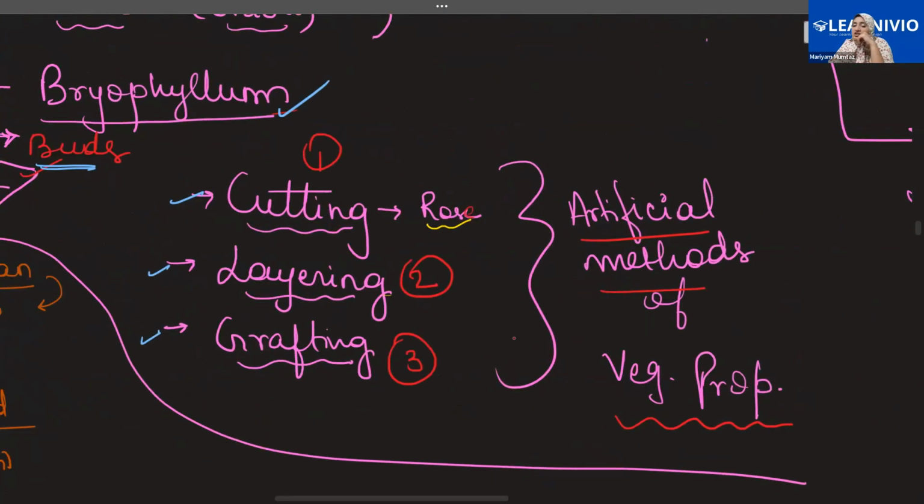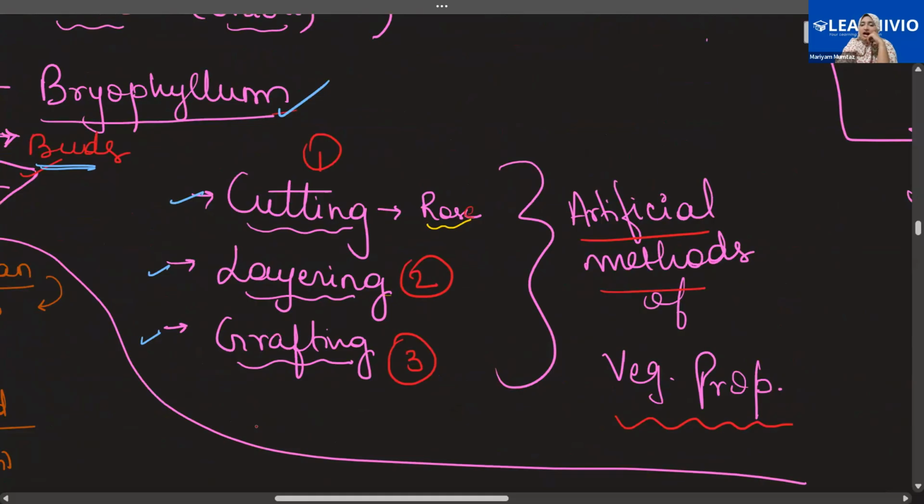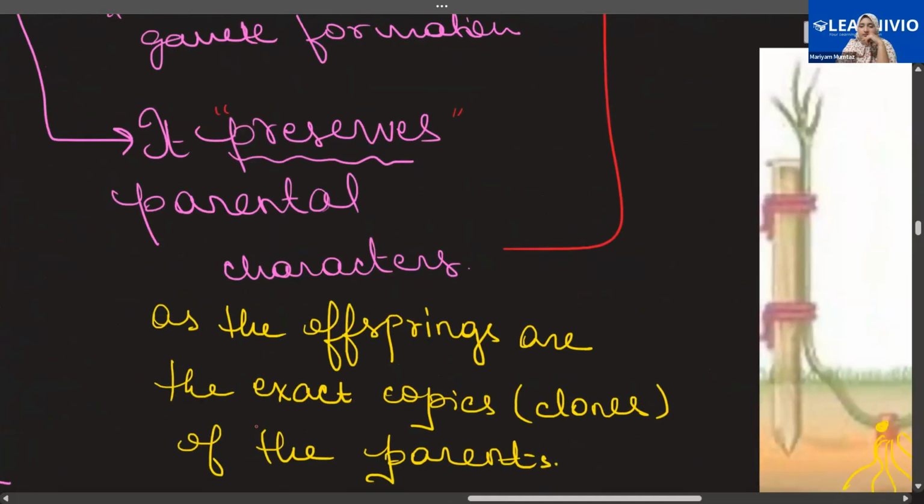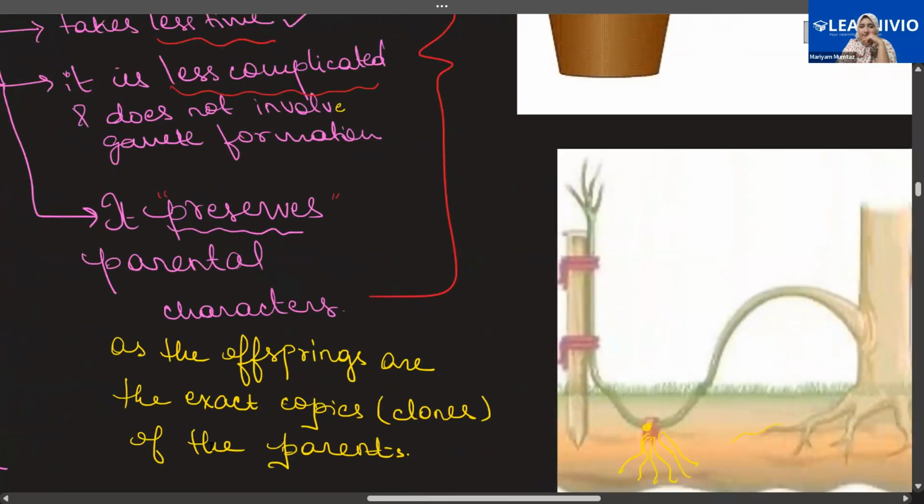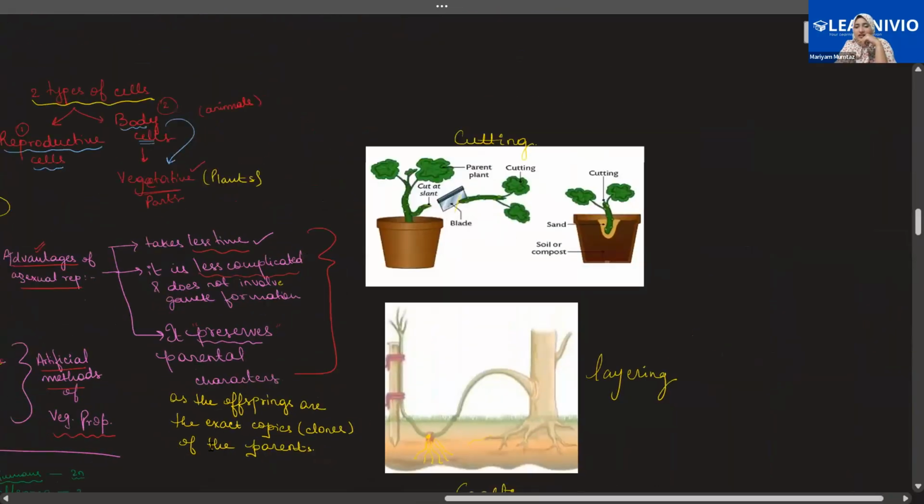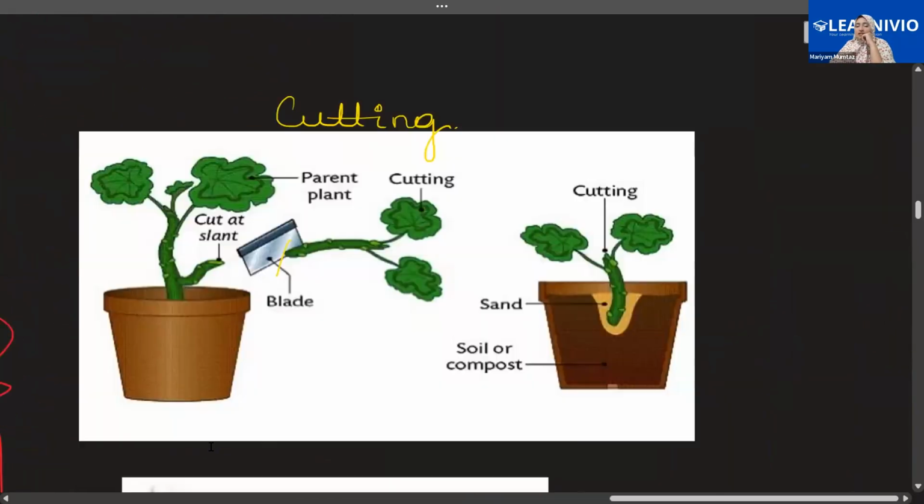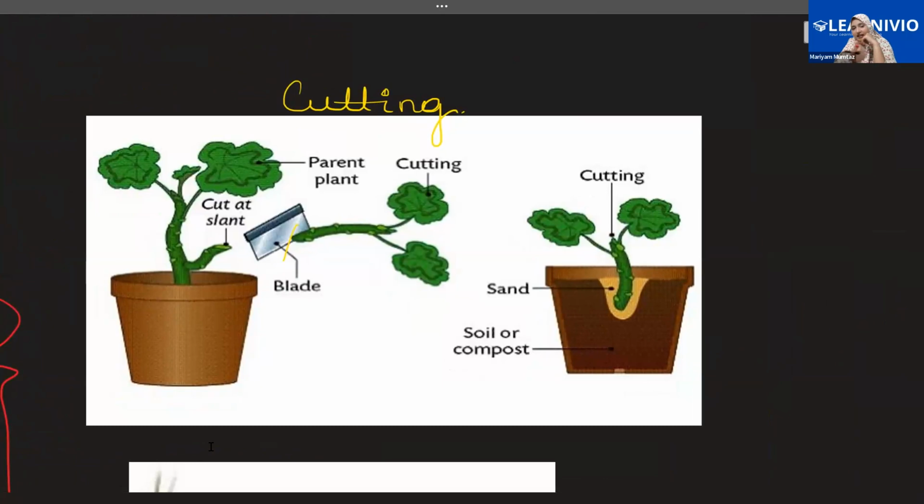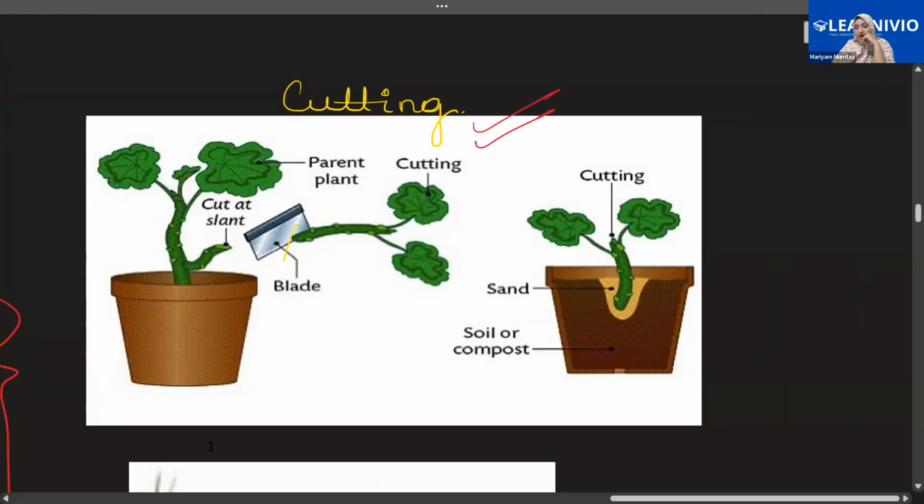Now see, apart from that, there are three more methods. These are artificial methods of vegetative propagation: cutting, layering, and grafting. In the case of cutting, we cut a certain part of the plant and plant that cut part in soil, and then that will develop into a whole new plant. Okay, you cut it and then propagate it.